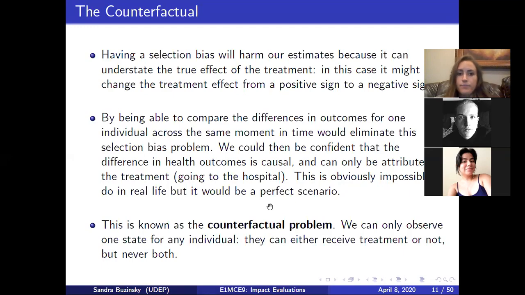Okay, so as we said, having a selection bias will harm our estimates because it can understate the true effect of treatment. It can also overstate the true effect of treatment. It depends on the situation. So in this case, the hospital example, it might even change the treatment effect of going to a hospital from positive, so making people healthier, to negative, because we're seeing sick people going to hospital. So then when we're comparing the two groups, we'll get a negative sign because the health of people that go to the hospital is lower than those that don't go to the hospital.